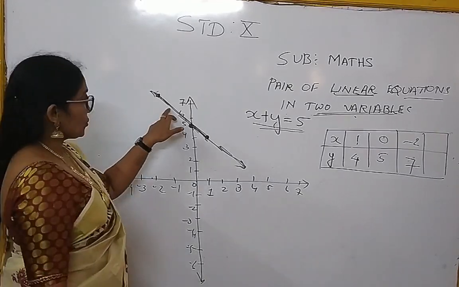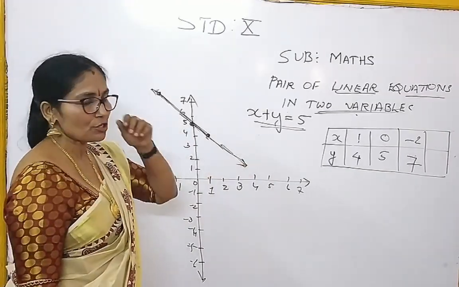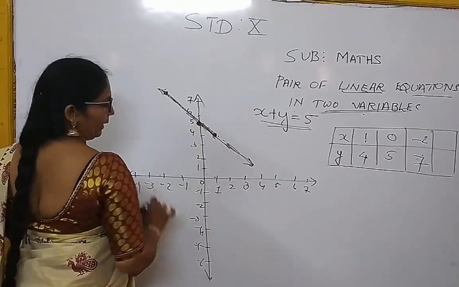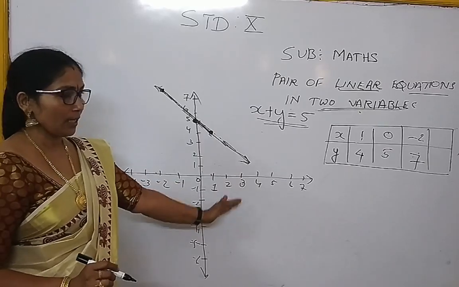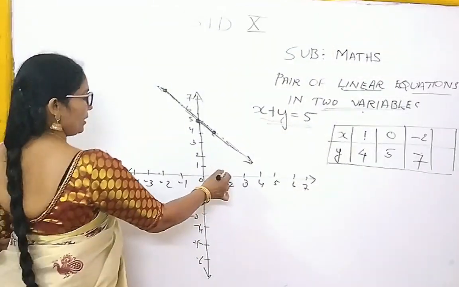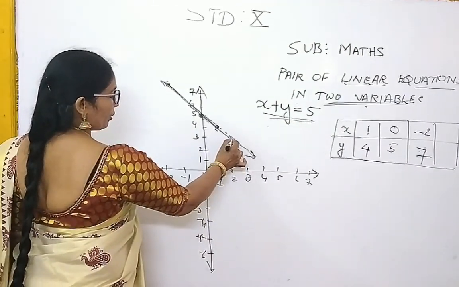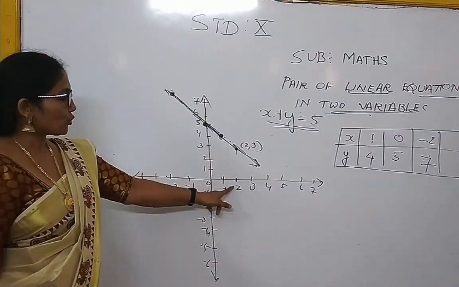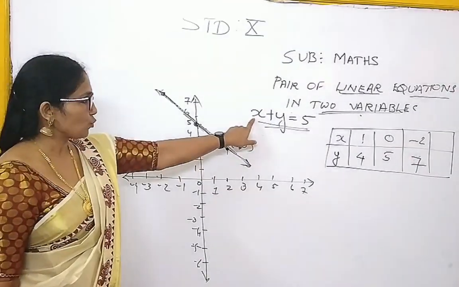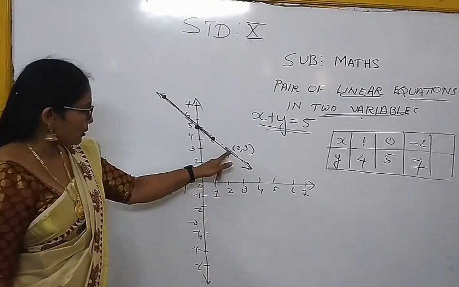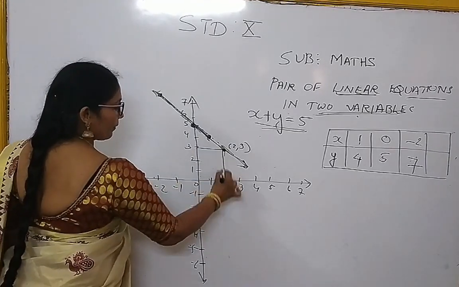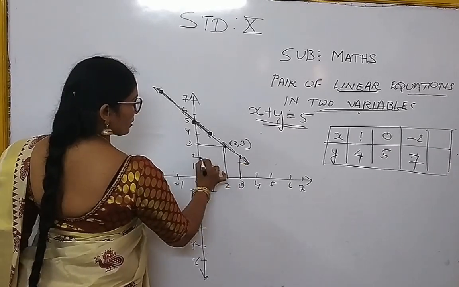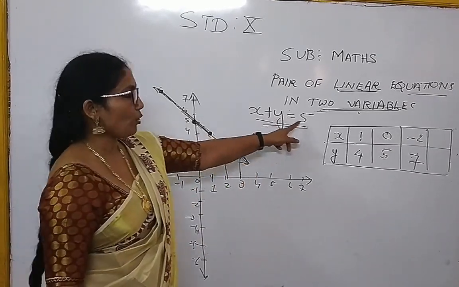Now, the next question is whether these are the only 3 solutions for this equation. No. Whatever points are on this line, all of them represent solutions for this equation. That means 2, 3 is also a solution of this equation. Why? Because 2 plus 3 is equal to 5. In the graph also it is going to come as 2, 3. Is it right? If you take 3, 2, it also comes on this graph. That means 3, 2 is also a solution of it.